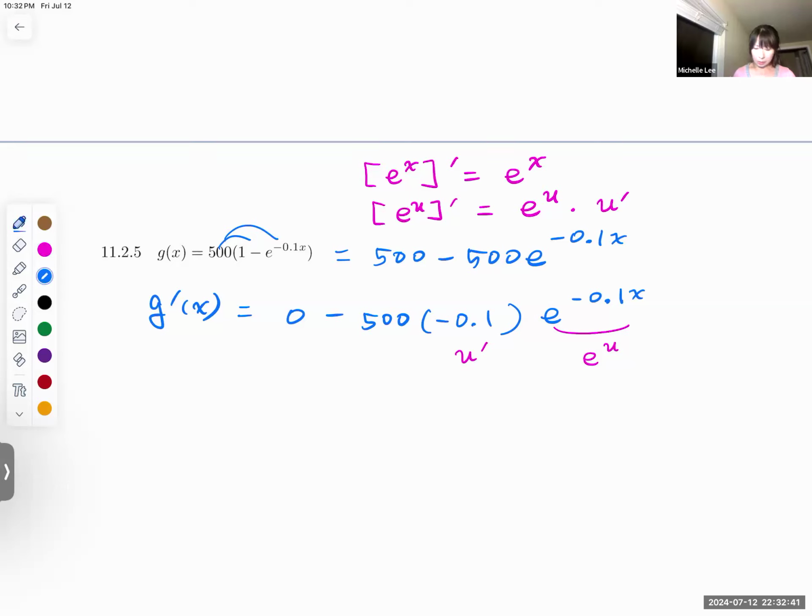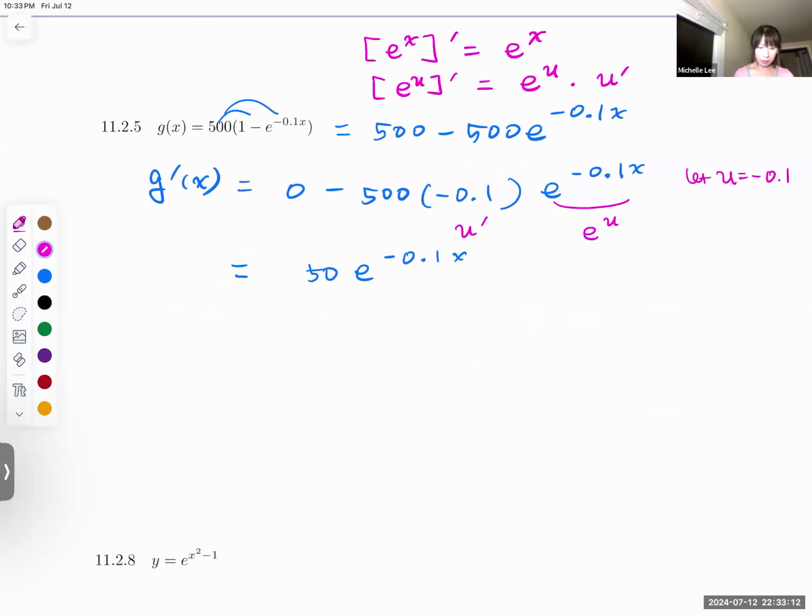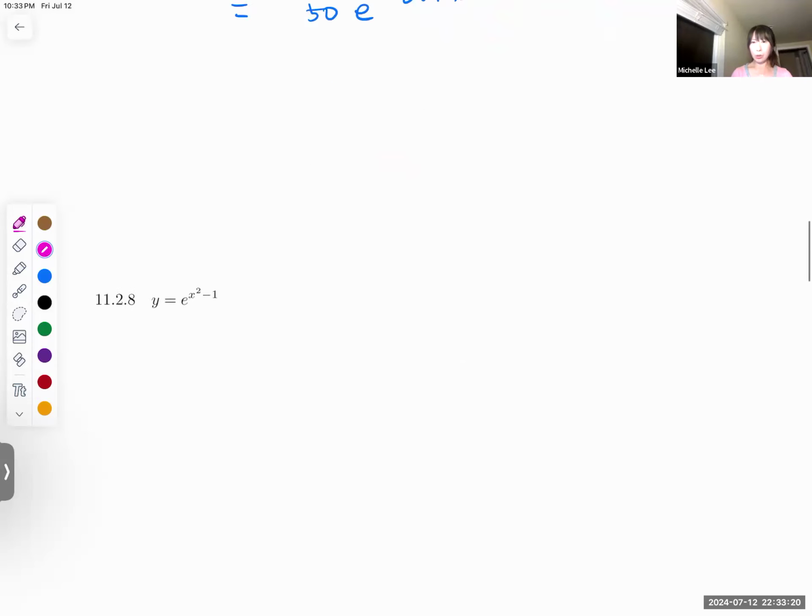Okay, let's do this one. So it's a positive, and then 500 times 0.1, which is 50. We have e to the negative 0.1x. So it's better this way. If you want, you can try the product rule, but there's more work. Okay, let's do the next one.